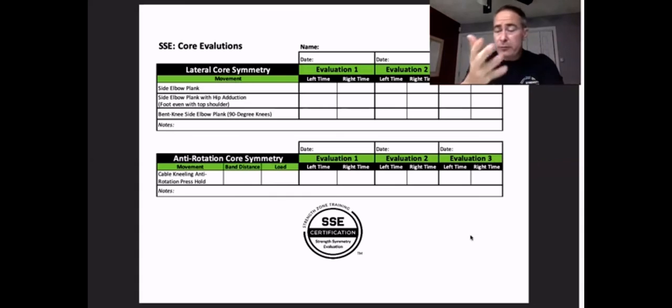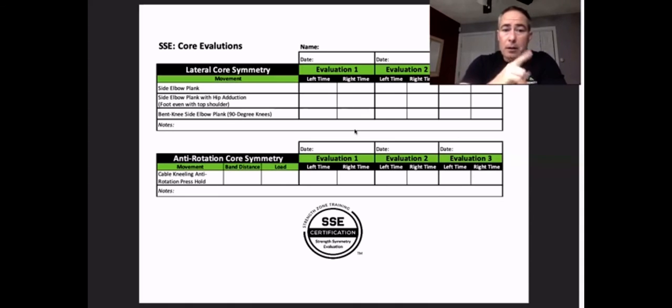And then load, again, if you're using a band or a cable, you just write the load, whatever it says on the selected weight, 30 pounds, 40 pounds, 20 kilo, whatever. If you're doing a band, you would just write the color of the band under load there.